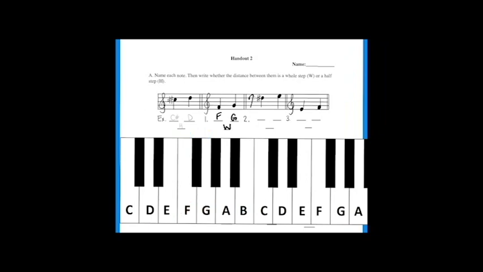Now let's take a look at number 2. This time we have accidentals, and we're also in bass clef, so we need to keep that in mind as we're naming our notes. So this is an F, but it's not just regular old F, it's F sharp, and this is G. So now we need to find those two notes on our piano keyboard. So here's F sharp, and here's G. And now we're going to count our half steps from our bottom note to our top note, and we have just 1. So that makes this question a half step, and we're going to write a capital H to indicate that.